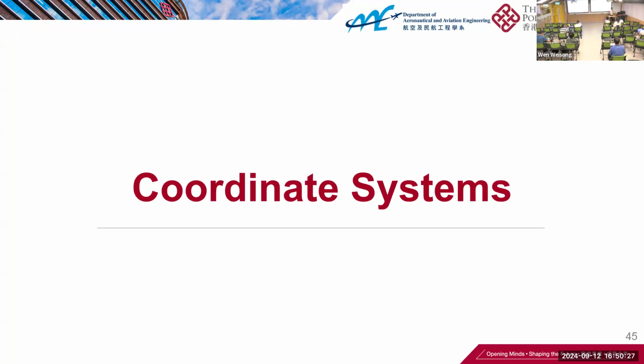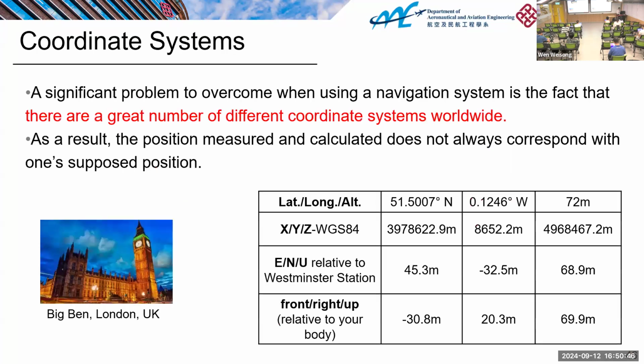So for example, you say positioning. The essence of positioning is to determine the location xyz with respect to a given coordinate. Okay, this is the essence of positioning: determine the xyz with respect to a predetermined coordinate. Now the general definition of the coordinates. A significant problem to overcome when using a navigation system is the fact that there are a great number of different coordinate systems worldwide.